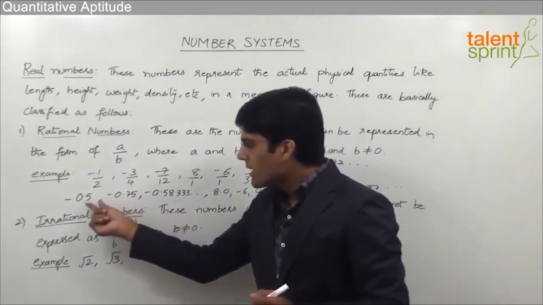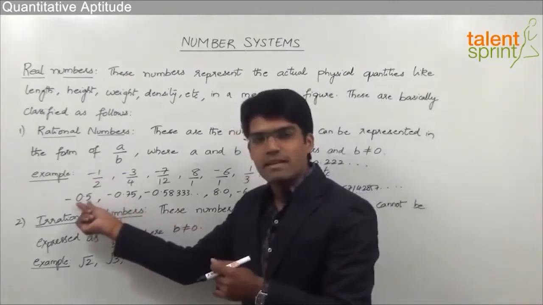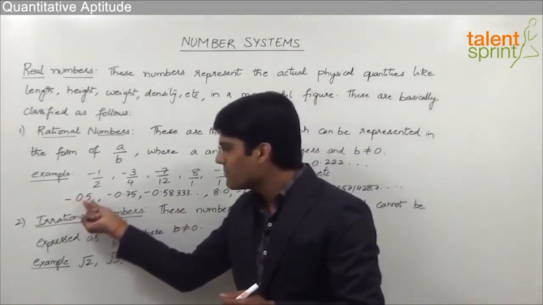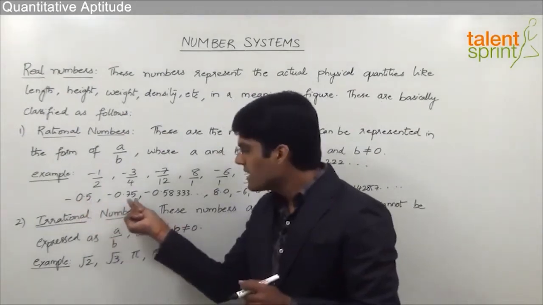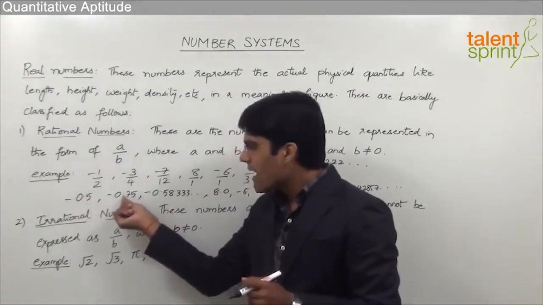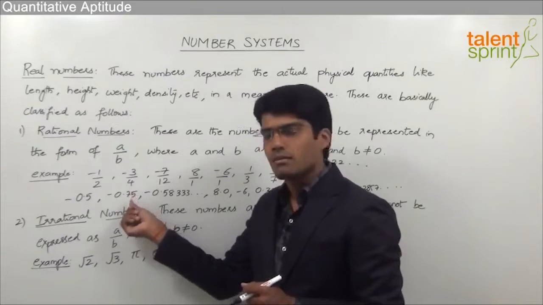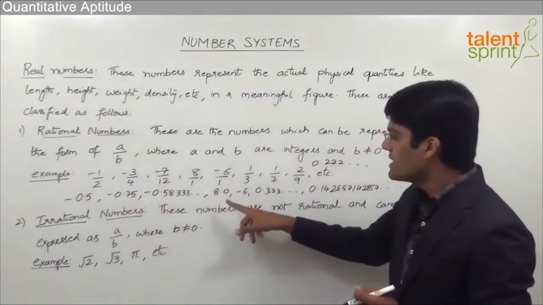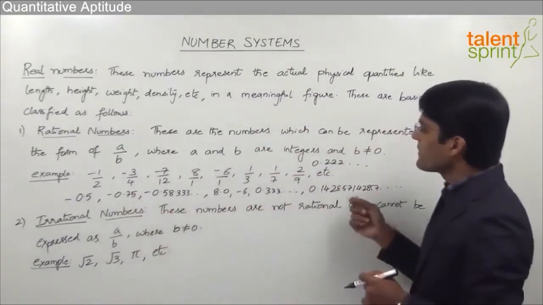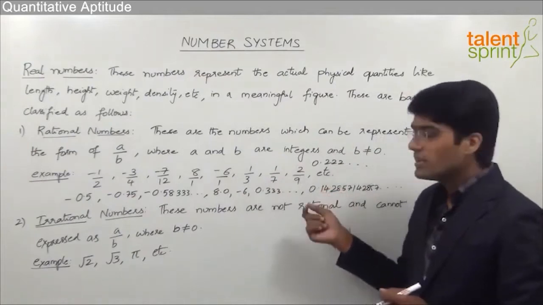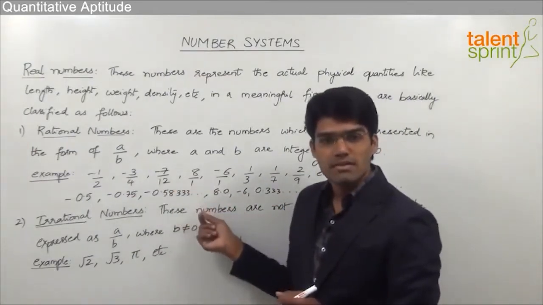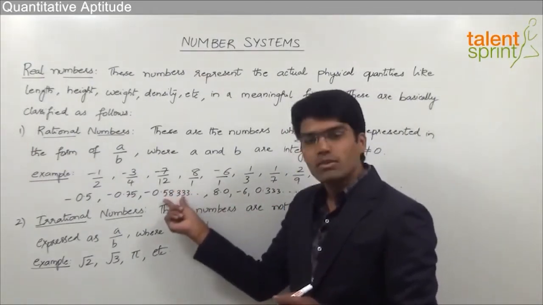That means if you look at 0.5, it is a terminating number. The numbers after the decimal end at some point. Similarly here again, the numbers after the decimal point end at some particular point. And in case of 8.0, minus 6.0, the numbers end after the decimal point. So these are referred to as terminating numbers. And the other numbers are referred to as non-terminating numbers.